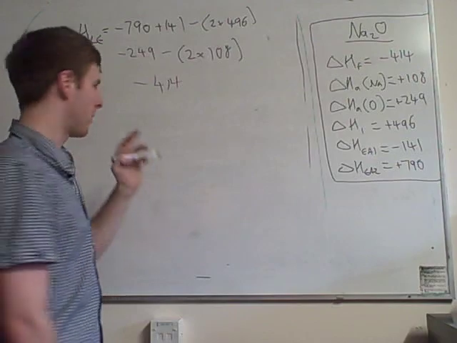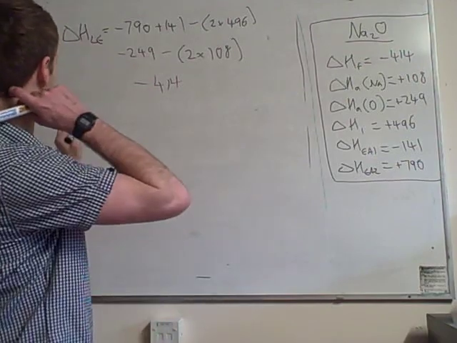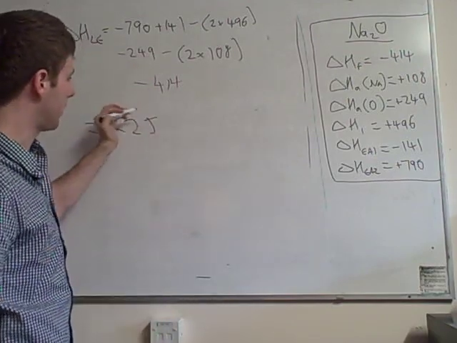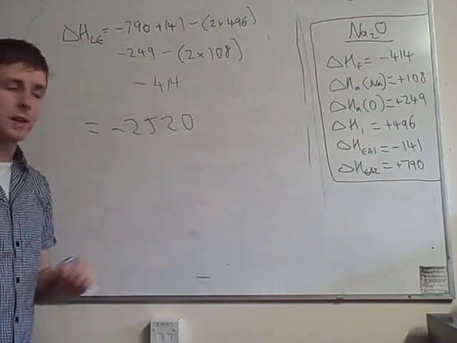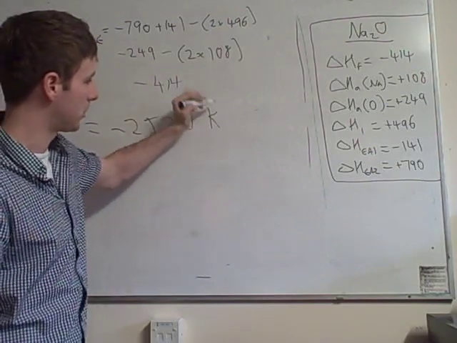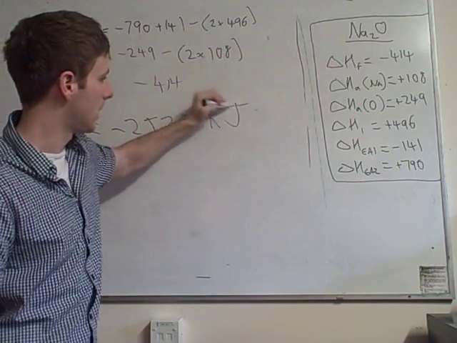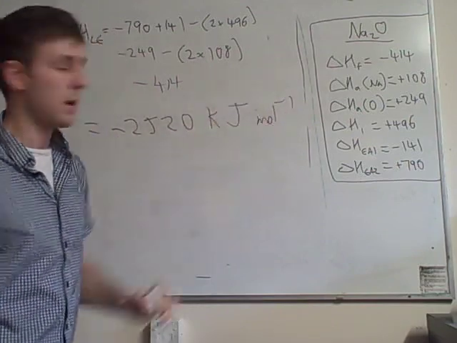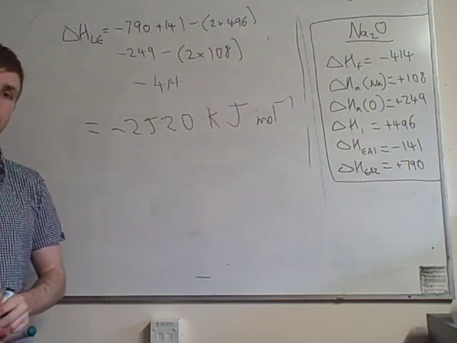So I'll just do a quick little bit of arithmetic, carry the 2, yep, so that's minus 2,520. Don't forget the units are kJ mol^-1, small k, capital J, and that is your answer.